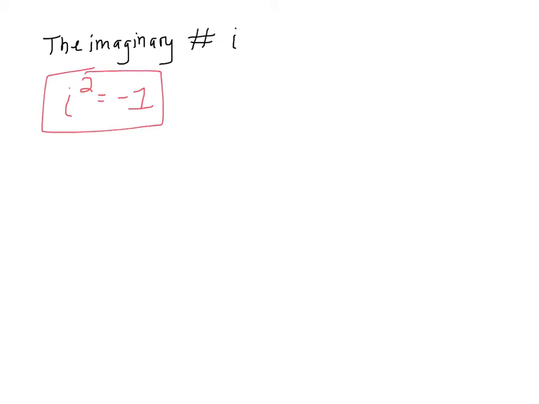So we want to start out today's lesson by talking about the imaginary number i. Now, i is an imaginary number because it doesn't exist on a real plane. Now, we're going to define i squared as -1. This is a definition. This is the definition of i.